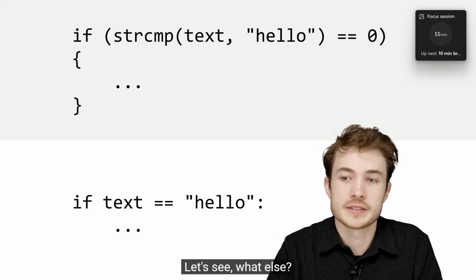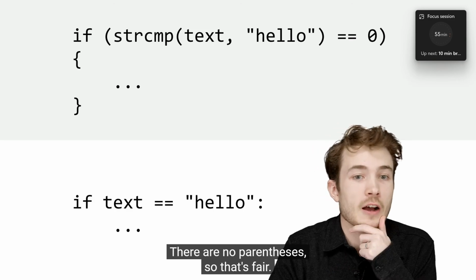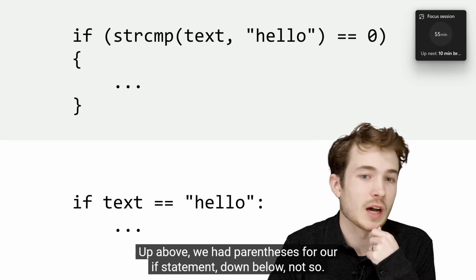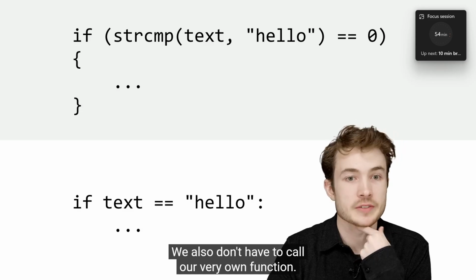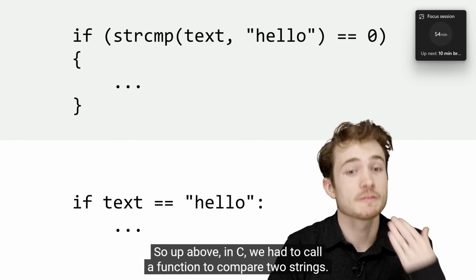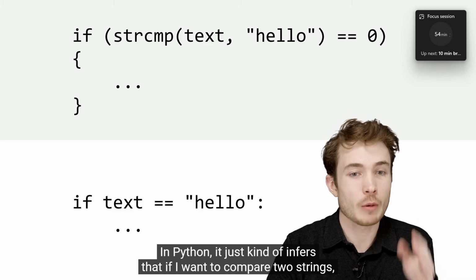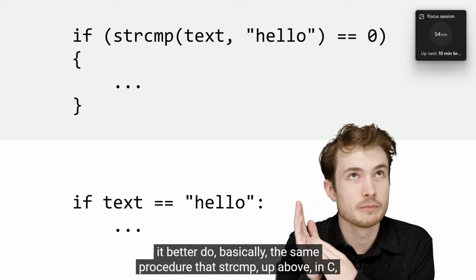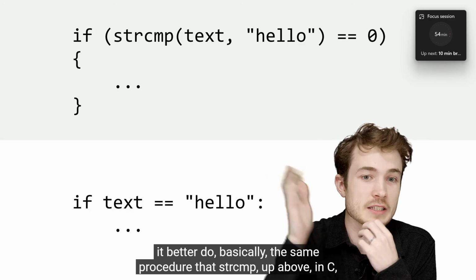Let's see what else. There are no parentheses, so that's fair. Up above, we had parentheses for our if statement. Down below, not so. We also don't have to call our very own function. So up above in C, we had to call a function to compare two strings. In Python, it kind of infers that if I want to compare two strings, it better do basically the same procedure that strcmp up above in C would do.